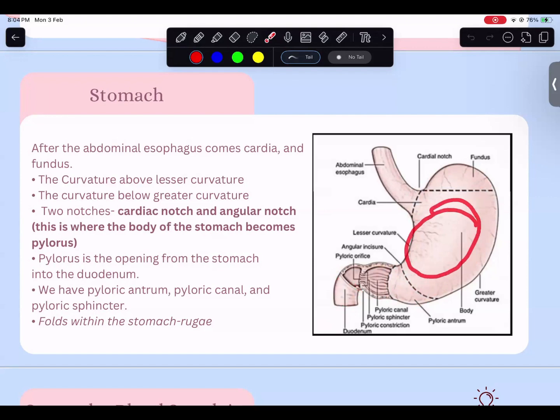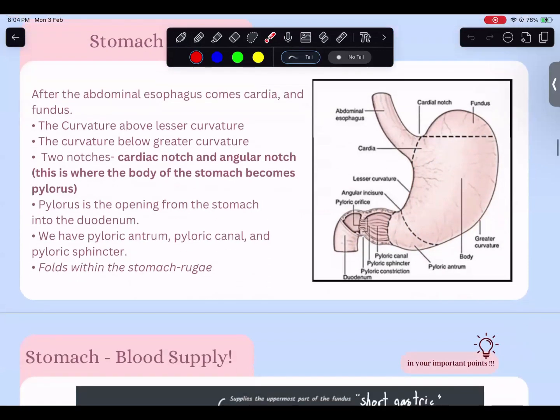This is the body of the stomach. This is the lesser curvature, and this is the greater curvature. So the greater curve is the greater curvature, and the lesser curve is the lesser curvature. Okay, so this is basically what the slide says. And folds within the stomach are called rugae, which are more visible on the histo slide, or if you look at the stomach from inside.